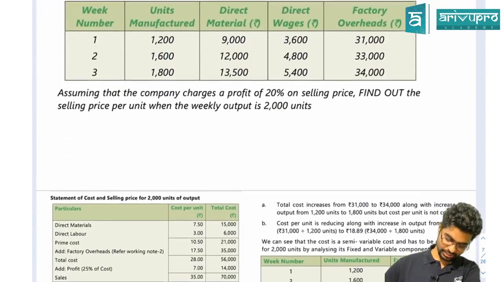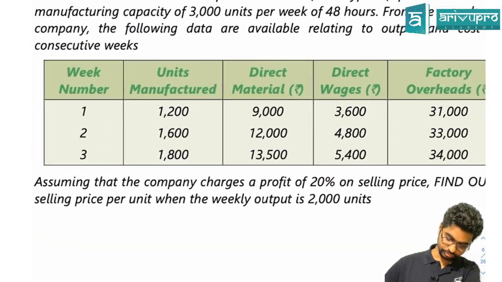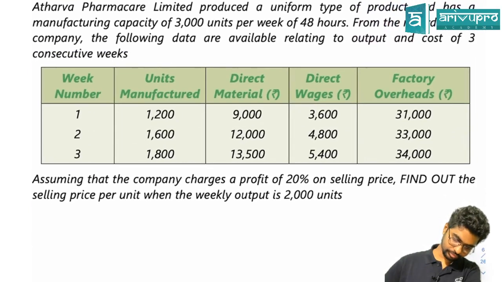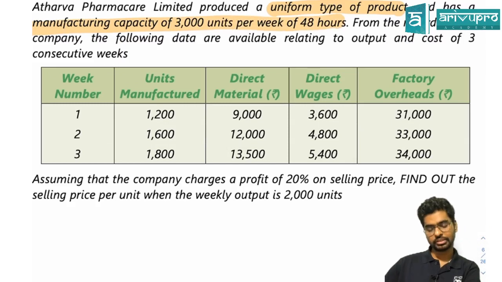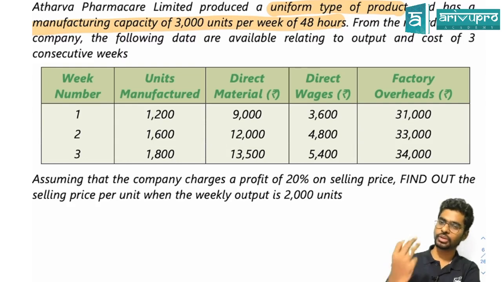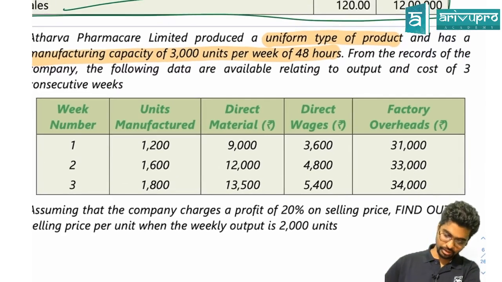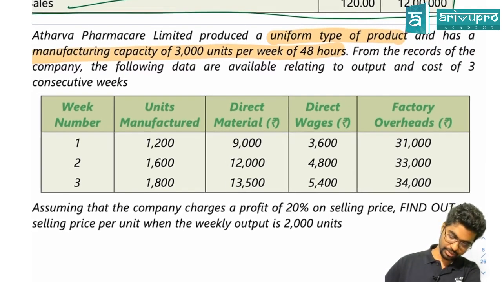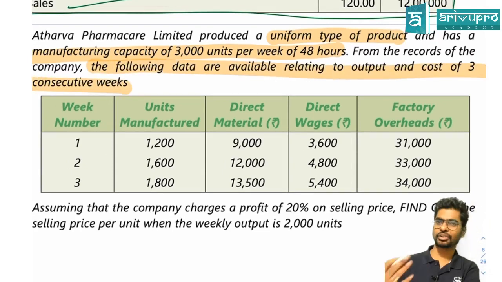Okay, let's try looking into the next question. Atharva Pharmacare Limited produced a uniform type of a product and has a manufacturing capacity of 3000 units per week of 44 hours. Why is uniform required? Because the moment you say uniform, I know you have to follow unit costing. Unit costing clearly means what? Identical products. From the records, the following data are available relating to the output and the cost of 3 consecutive weeks. So they have given me a data of 3 consecutive weeks.